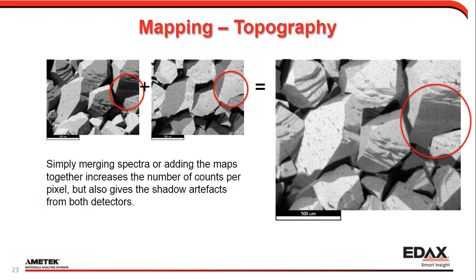Instead, we get an increase in statistics in the areas both detectors can see, but we also get shadows from both detectors. So depending on what you're looking for, this is actually making your data worse. For the flat sample we had before, summing or merging the spectra was a great idea because you're increasing the statistics. And we don't have any shadowing because it's a flat sample, but here it gives us other problems.